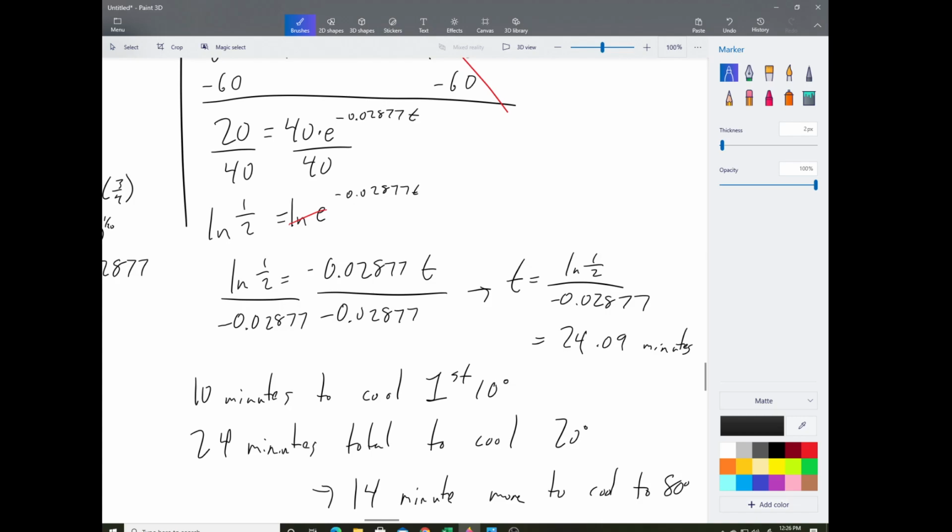So what this law of cooling says is you're going to cool the fastest at the beginning. So you went 10 degrees in 10 minutes, and then the next 10 degrees took another 14 minutes, and it's going to take even longer to cool another 10 degrees, and even longer than that to cool another 10 degrees, until you get yourself down to equilibrium of the 60 degrees in the room.